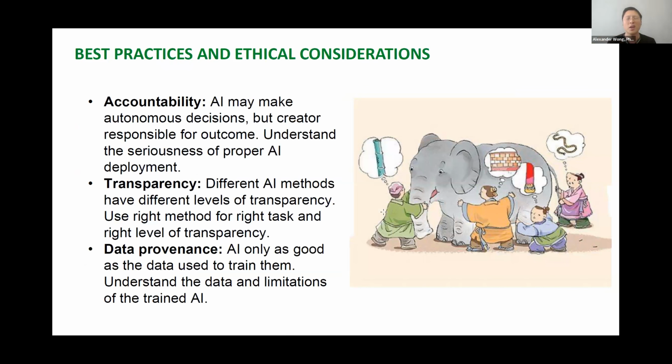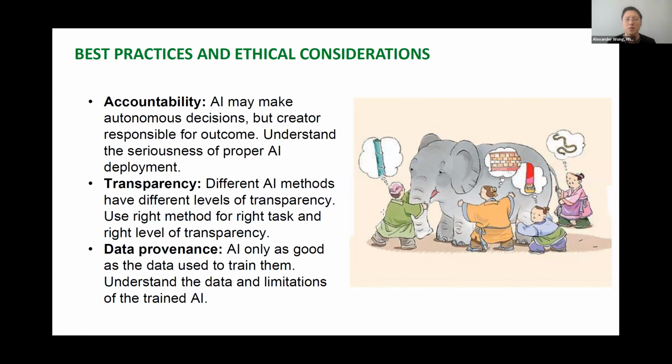So to end this talk, last but not least, a very important part beyond just AI technology is human interaction, right? So the human in the loop. Employing best practices as well as ethical considerations becomes very important for building AI that is trustworthy as well as transparent, especially in critical applications such as healthcare. So things like accountability become very important. We need to understand that AI makes autonomous decisions, but the creator at the end of the day is responsible for the outcome.